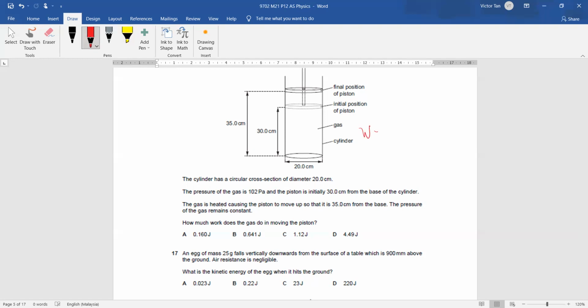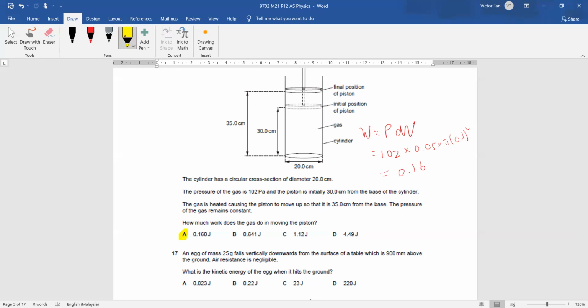So work equals pressure times change in volume. So it's 10^2 times the change in volume. The piston changes by 5 cm, so 0.05 times pi r squared. The radius is 0.1. Remember, this must be in meters. Okay, this is 0.16.